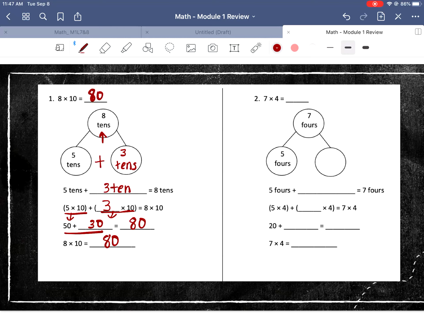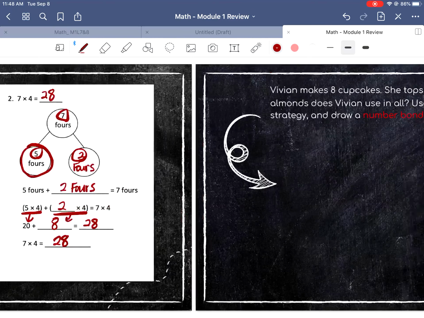So 80 is my total. So let's do the second question. 7 fours. So in this first bubble, I already see 5 fours. That means here I have to include 2 fours. Because when I add 5 and 2, I get 7. So 5 fours, 2 fours. And 5 times 4 is 20. 2 times 4 is 8. When I add these 2 numbers, it's 28. Then that's the final answer of 7 times 4.